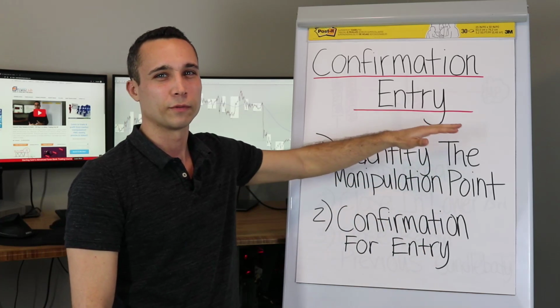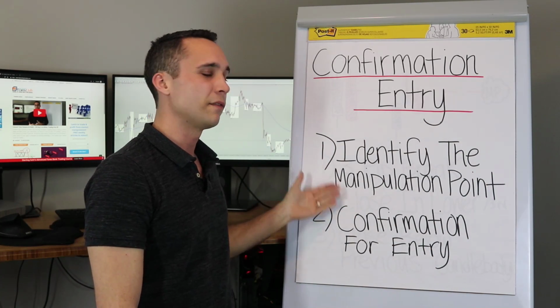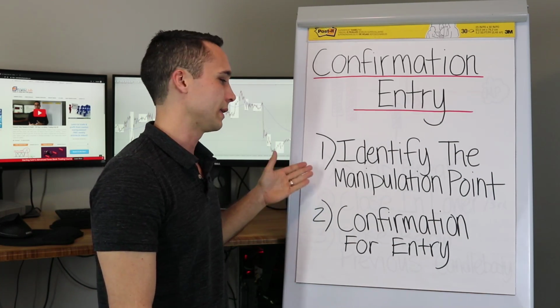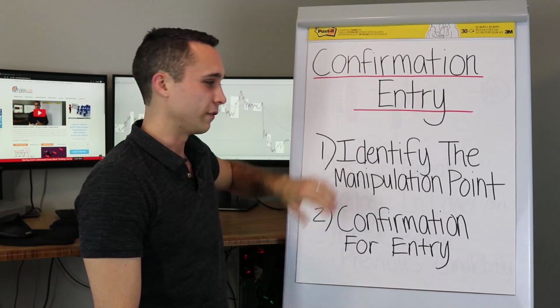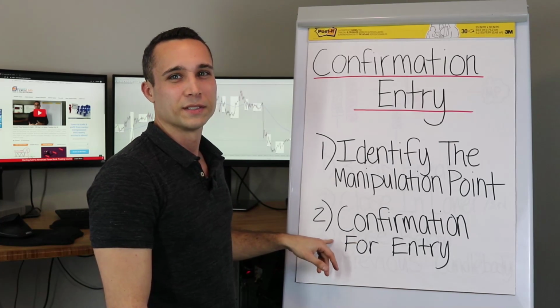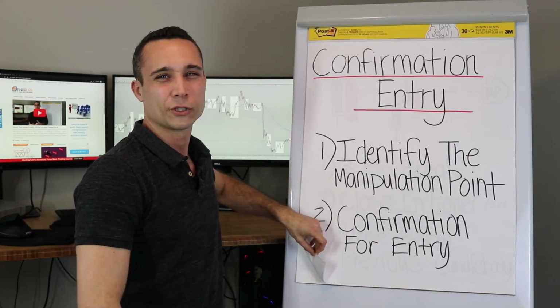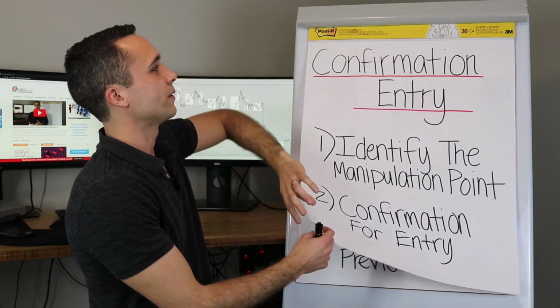for getting a setup according to these rules. Identifying where they're likely to create this stop run. But we don't just blindly enter the market. We need this confirming entry, and that's why we have this as number two. Confirming entry, that's actually what's triggering the entry and giving it to us.